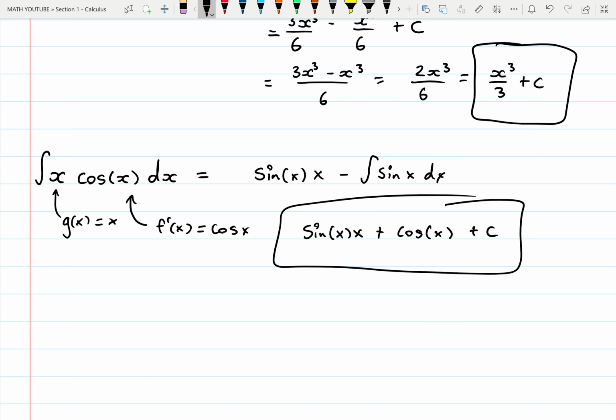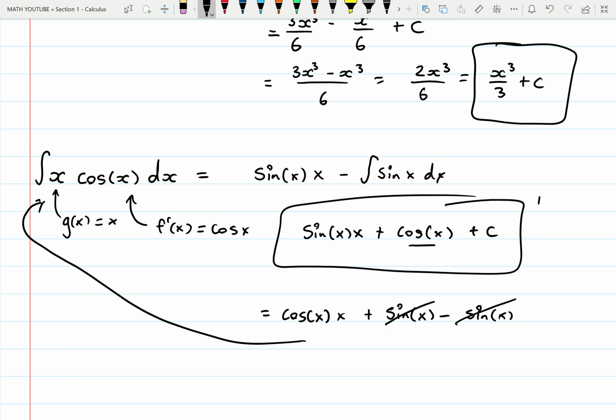And all you have to do is differentiate. So if I differentiate this, using the product rule for the first term, we get cosine of x, plus sine of x, minus sine of x, because the derivative of cosine of x is minus sine of x. These two cancel, you get what you originally had back. So this is indeed the integral of x cosine of x.